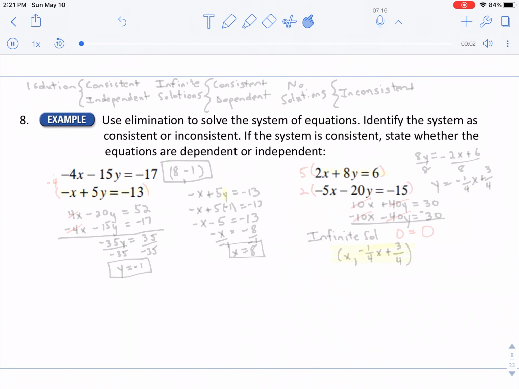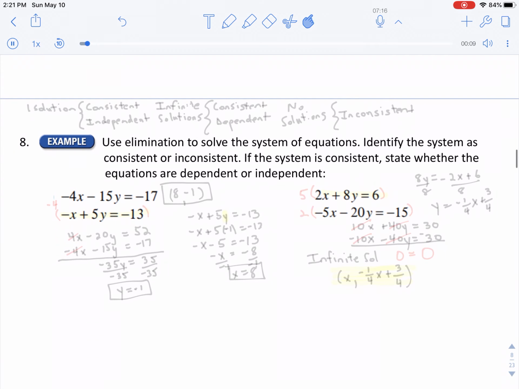This is the semester exam review, problem number 8. Before I begin number 8, I want to refresh your memory on the difference between consistent and inconsistent and dependent and independent. So, if you solve a system and it has one solution, only one solution, then it is said to be consistent and independent.